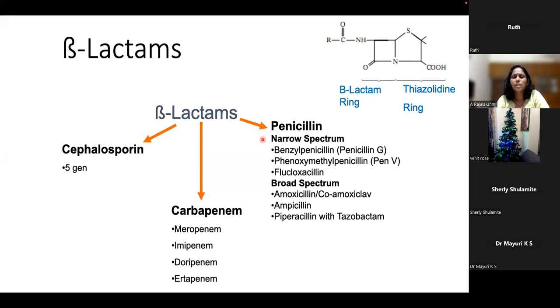As you can see, it's broadly classified into narrow spectrum and broad spectrum. Narrow spectrum penicillins are benzyl penicillin, penicillin V, and flucloxacillin. Broad spectrum are amoxiclav, where you add a beta-lactamase inhibitor to the amoxicillin, ampicillin, and piperacillin with tazobactam.